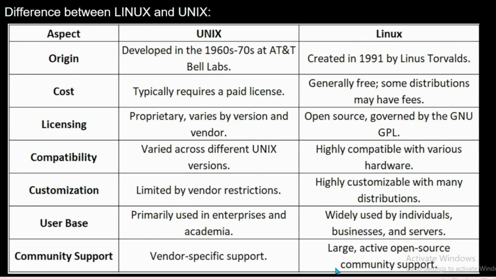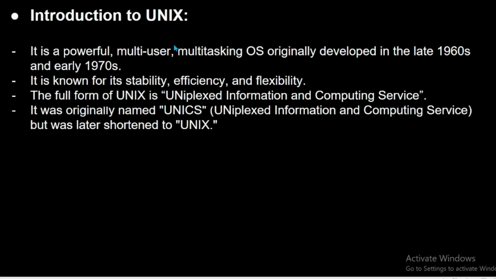Okay. Now we will discuss Unix in detail. Unix is a very powerful multi-user multitasking operating system, and it is very stable, efficient, and flexible. The older name of Unix was Uniplexed Information and Computing Services, which was later shortened to Unix.